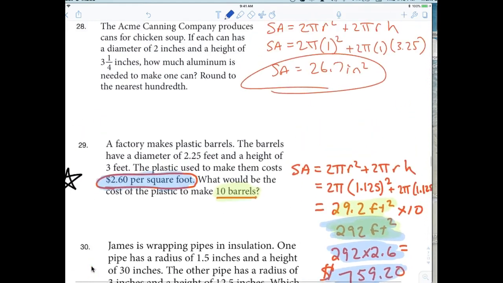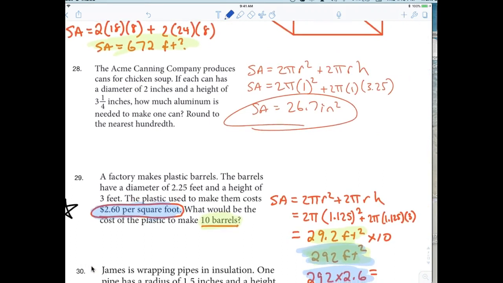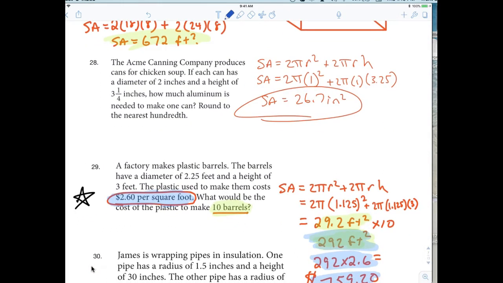Let's check out now number 28. Oh, I thought it said Acme. I thought it said Acme Canning Company. I was like, ew. It's Acme. What's Acme? Here we go. Come on, come on, come on. Just look at it.